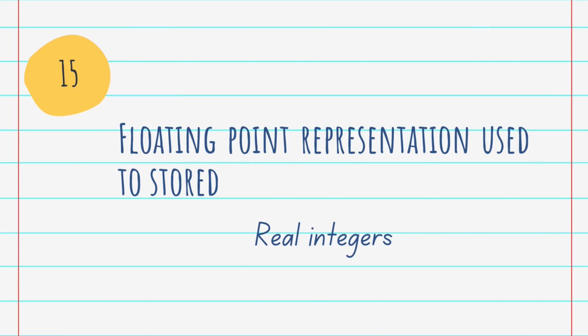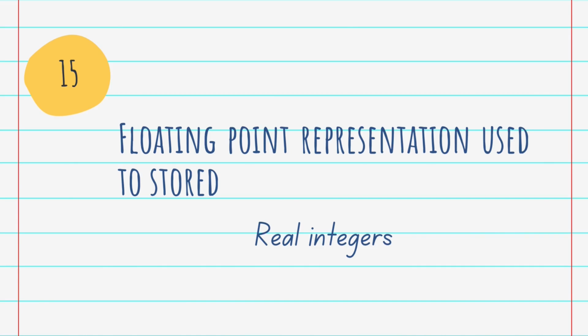Question number 15 is floating point representation used to store. Answer is real integers. Floating point representation is the description of binary numbers in the exponential form. The floating point representation breaks the number into two parts. The left hand side is a signed fixed point number known as the mantissa, and the right hand side of the number is known as the exponent.